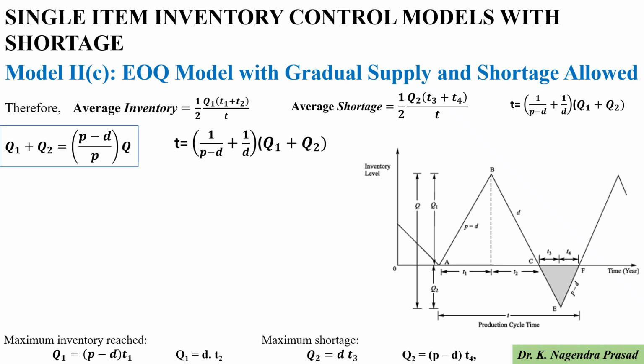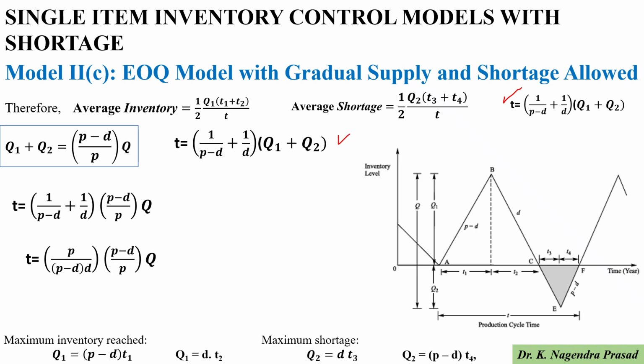So we got the relation Q1 plus Q2 equals (P minus D) divided by P into Q. And previously we already calculated the small t value, which is equal to 1 by (P minus D) plus 1 by D into (Q1 plus Q2). Then substituting Q1 plus Q2 equals (P minus D) divided by P into Q, small t equals Q by D.